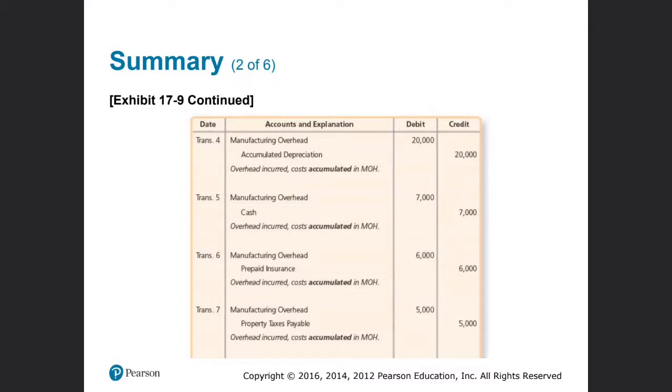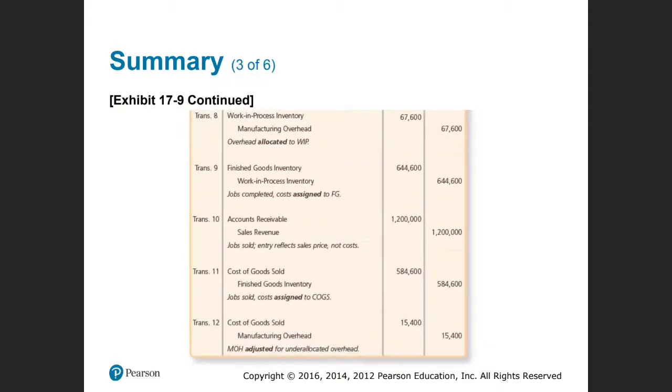I'm going to let you read through these. You can also reference these when you're doing your practice problems to help you if you have any questions on the journal entries or anything like that. And again, I'll let you look through that.